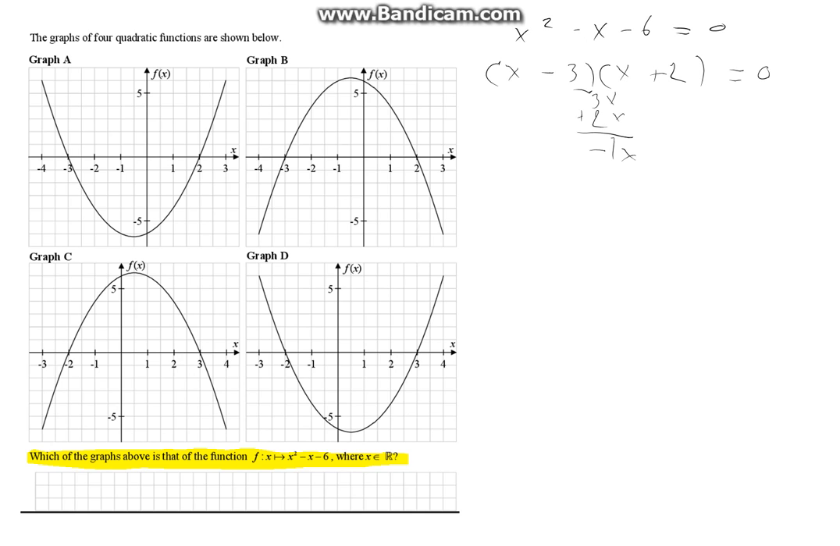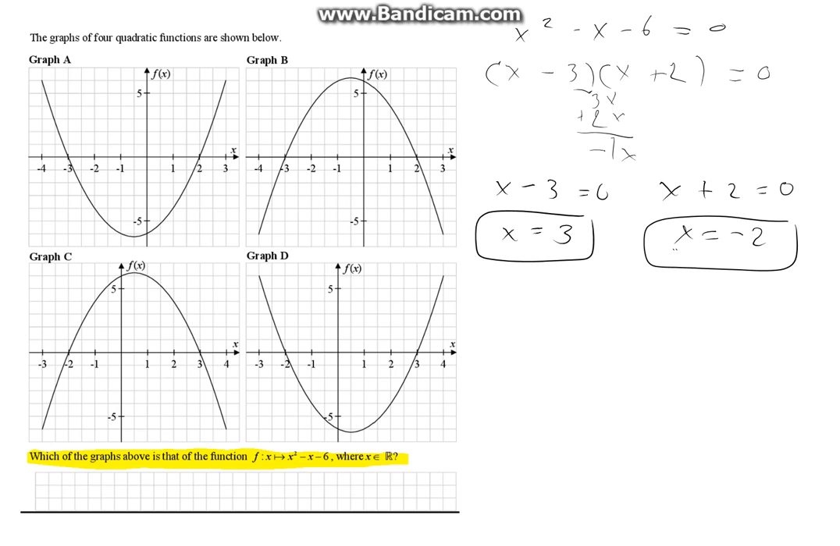So those are the factors, so what gives us the roots, where the graph goes through? x minus 3 equals 0, so x is equal to 3. x plus 2 equals 0, x equals minus 2. So it's really, really simple stuff. So which graph goes through x is 3 and x is minus 2? We're going to look at the 4 graphs we have.